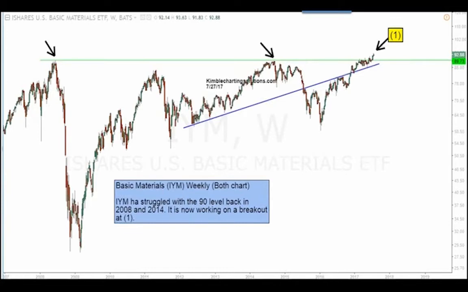This chart interests me for not only the ascending triangle pattern. This is a long-term pattern going back to the 2008 highs. You can see in the $89 level that IYM struggled: it peaked in 2008, peaked again in 2014, and struggled for the first 6 months of this year back at that level. Then we've seen a breakout at 1. So you have a breakout of a bullish ascending triangle and a breakout of resistance above horizontal highs that have been in place for the last 9 years.